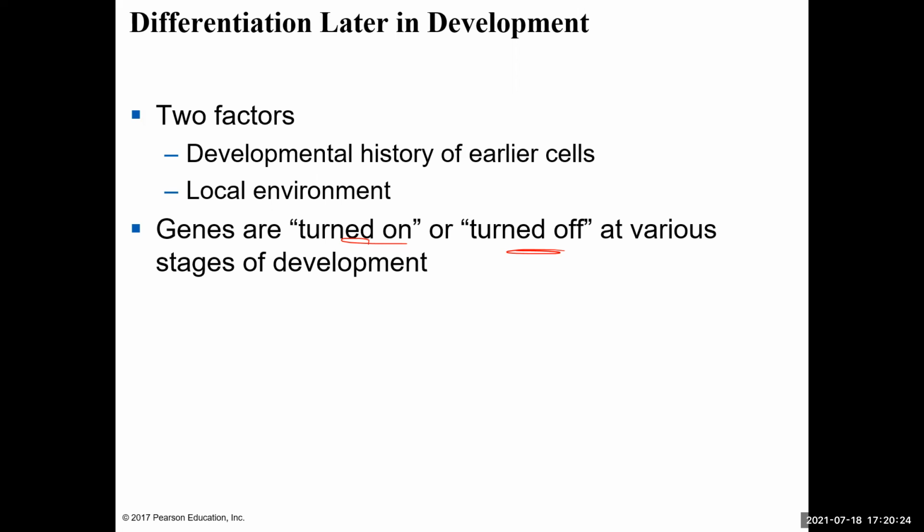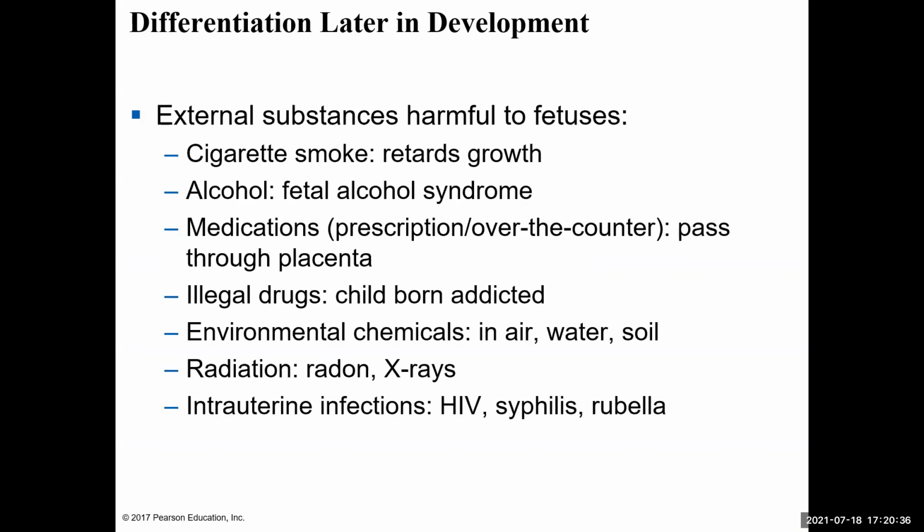So if a human has those genes turned on at different times, like they are in ducks and frogs, then they theoretically could develop webbing between the digits. Now, other things that could affect development are external substances that could be harmful. So like smoke, pollution could retard the growth.